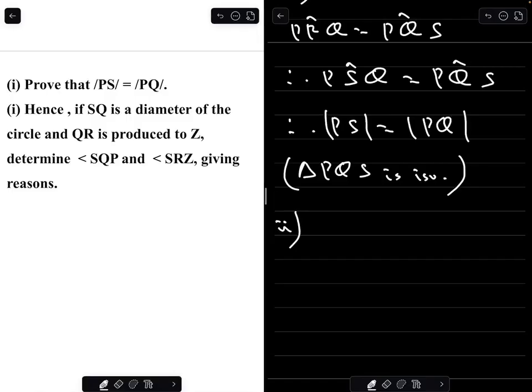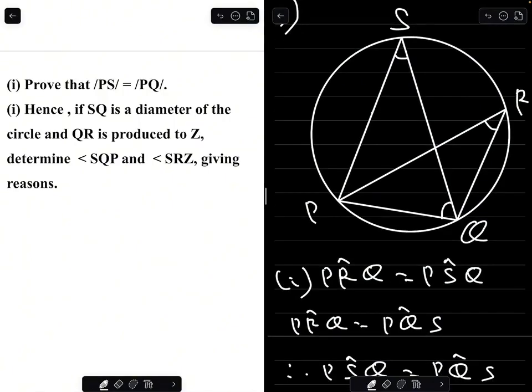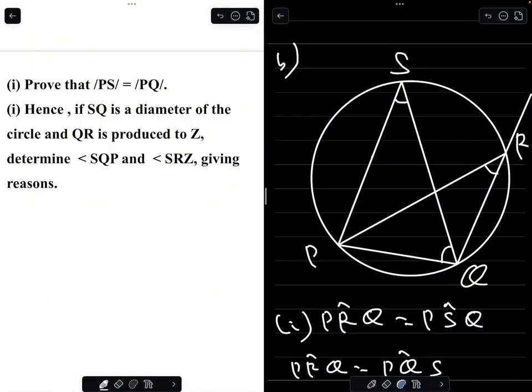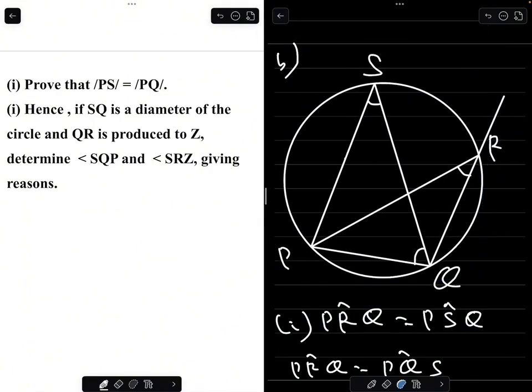If SQ is a diameter of the circle and QR is produced to Z, that means make QR longer and stretch it to a point Z. This is point Z.